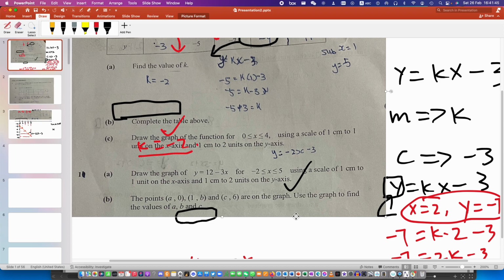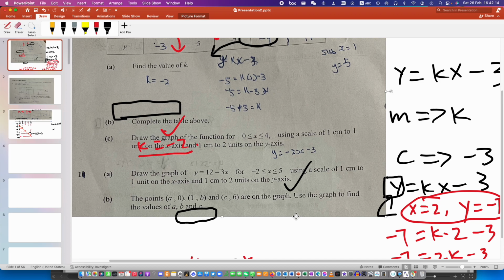They want the (a, 0). So which one is the (a, 0)? 4, yeah. 0. Yeah. So which is 1 and what? 1 and what? b, the 9. So b is 9. (c, 6). So 6 is the... So c is 2. Okay? Last one. They say complete the following table.